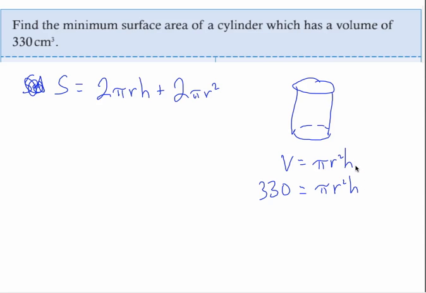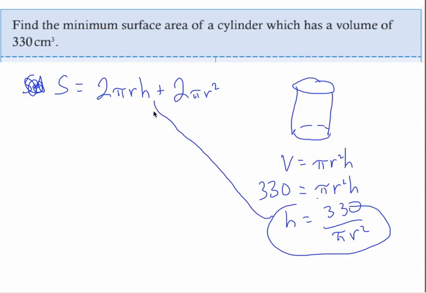So the easiest thing to do here is to solve for h. H is a bit better to solve for than r because you have 2 r's here. It's going to make it a bit more complicated. So if I solve for h, I get 330 divided by pi r squared. So that's the height. I can take that and substitute it into the equation for surface area. And then I'll have one variable.